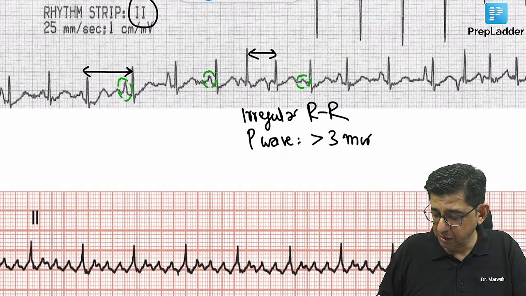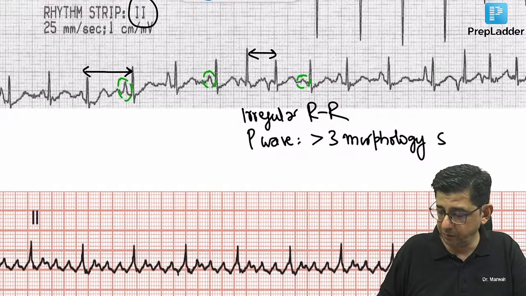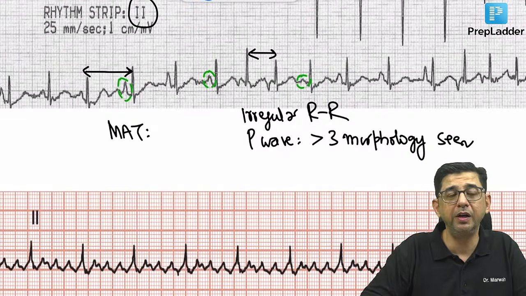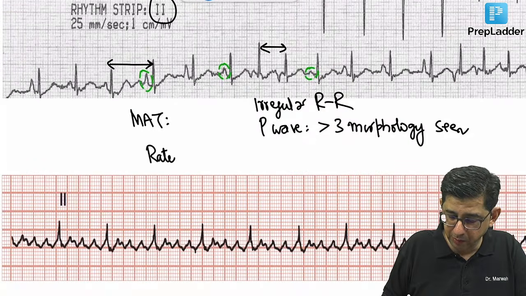Therefore, the answer in this case would be given as multifocal atrial tachycardia. More than 3 morphologies of the P wave are seen in this case. So the interpretation is MAT, that is multifocal atrial tachycardia. And in this case, it will be a two-step question, he will say, how would you do a rate control in this patient?